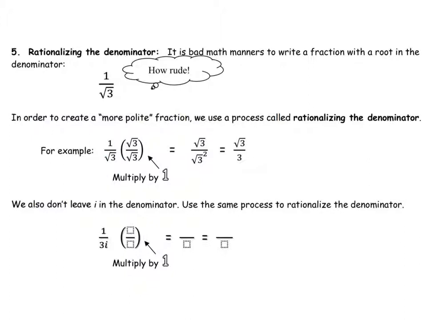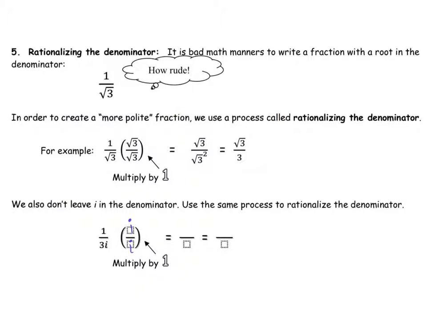So because i is the square root of negative 1, we also don't want to have it in the denominator. So we're going to multiply by 1 by doing i divided by i. And we could do 3i. A lot of people did the first time. It just takes more to reduce from there.